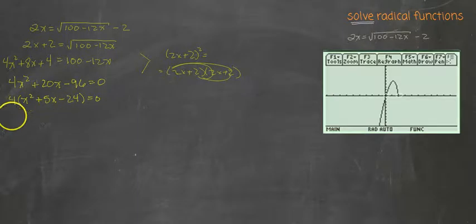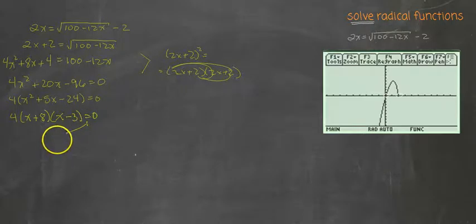Now factor this, well, this is going to be x, 2 numbers that multiply to give me a negative 24, but add to give me a 5. It's going to be 8 and 3. And I need it to be positive, so the 8 is going to be positive, and the 3 is going to be negative. Equals 0. So my two solutions are x equals negative 8, and x equals positive 3.